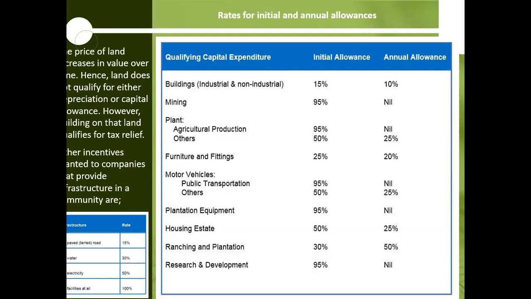Now, if the asset has been disposed, I have to compare the sales proceeds with the tax written down value, which is always the cost minus the 95% initial allowance, to determine whether there is a balancing charge or balancing allowance.